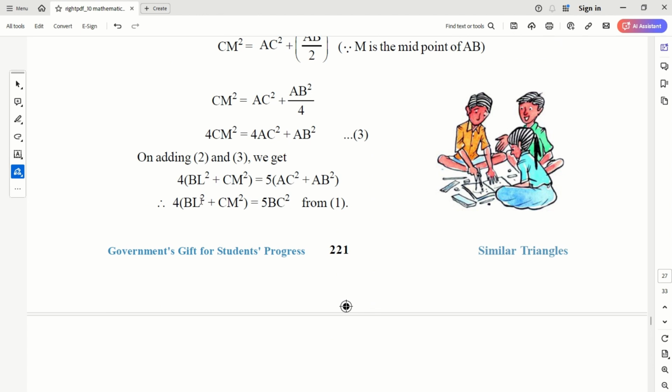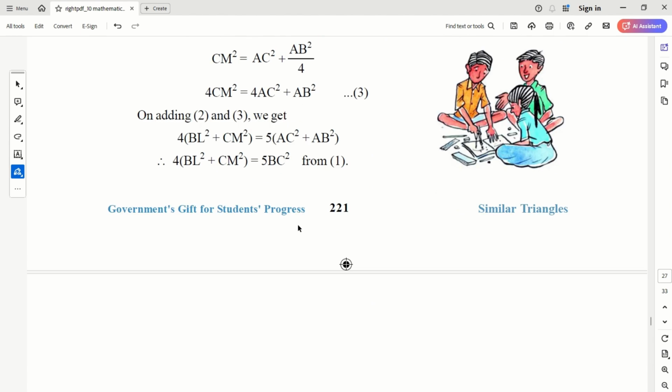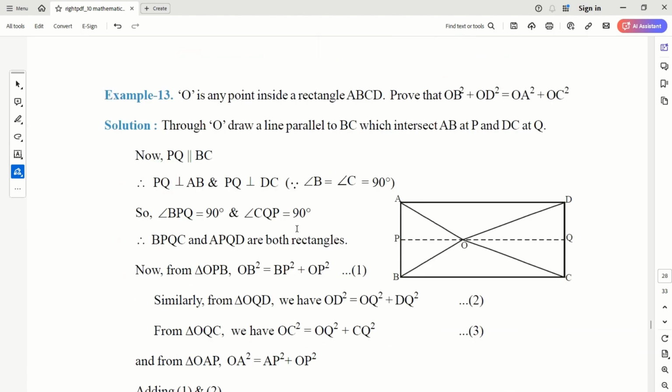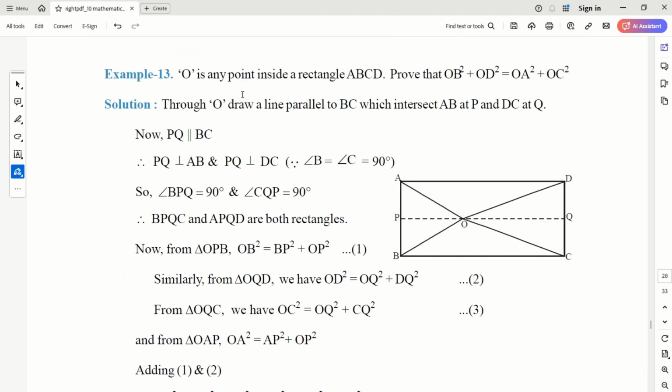Next. If O is any point inside a rectangle ABCD, prove that OB square plus OD square equals OA square plus OC square. Any point in a rectangle you take, it basically forms multiple triangles, 4 triangles, right? And OB square plus OD square, opposite sides, is equal to OA square plus OC square. So this is also easy to prove using Pythagoras theorem.